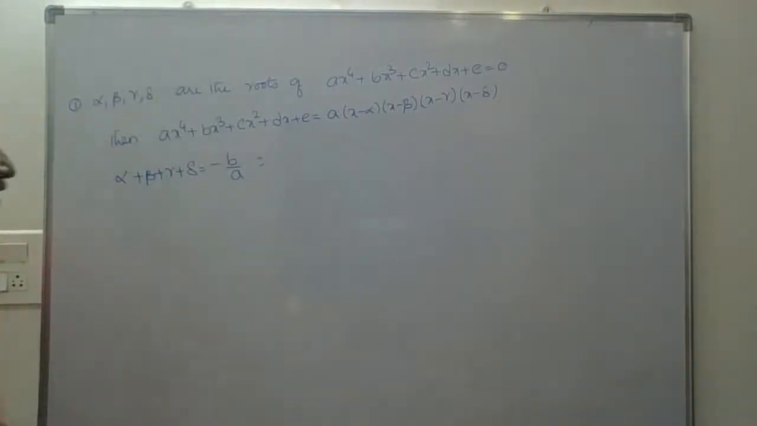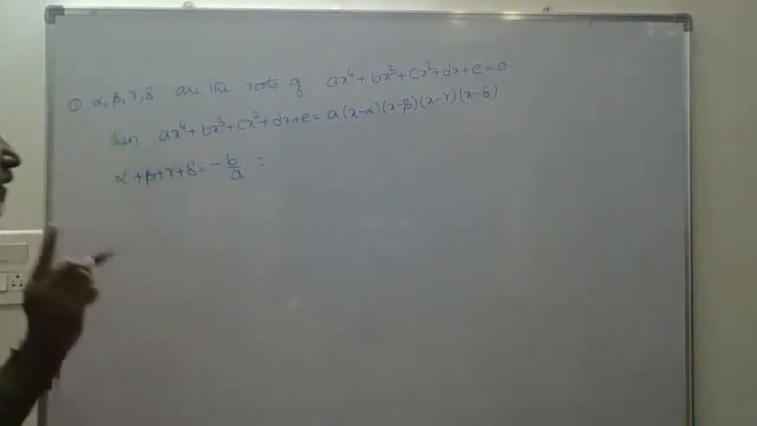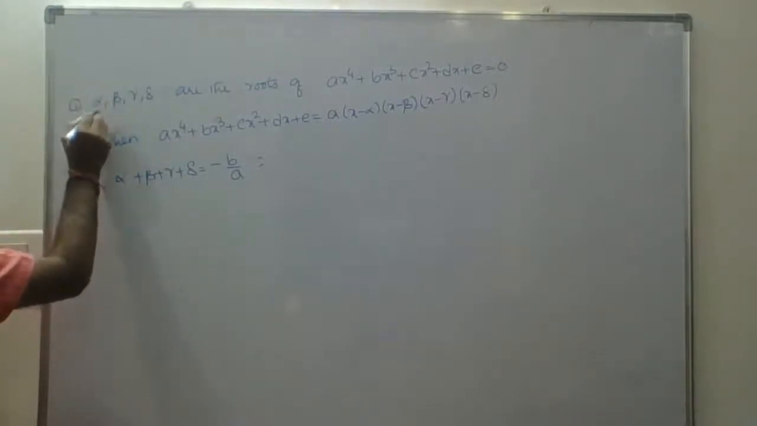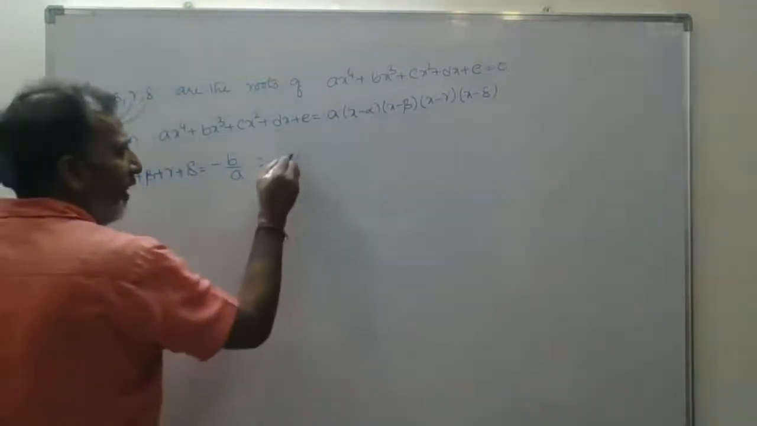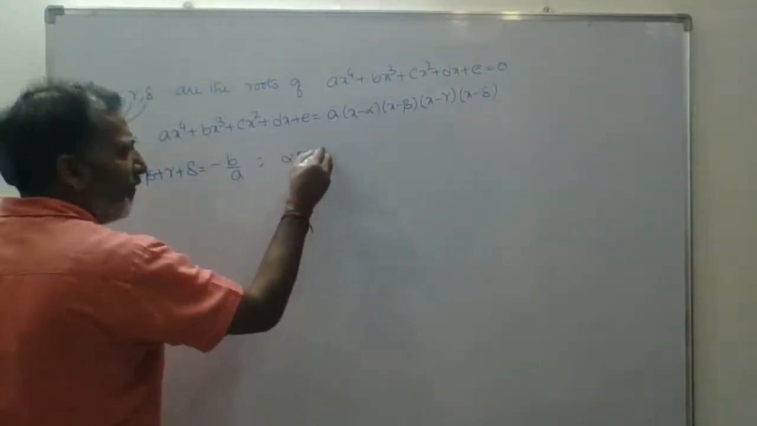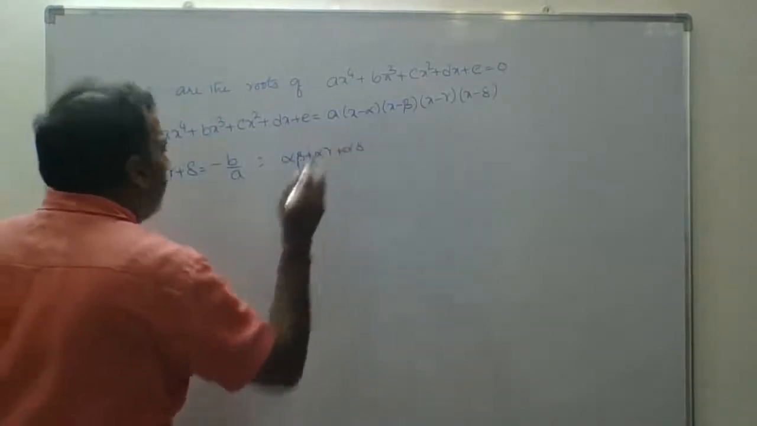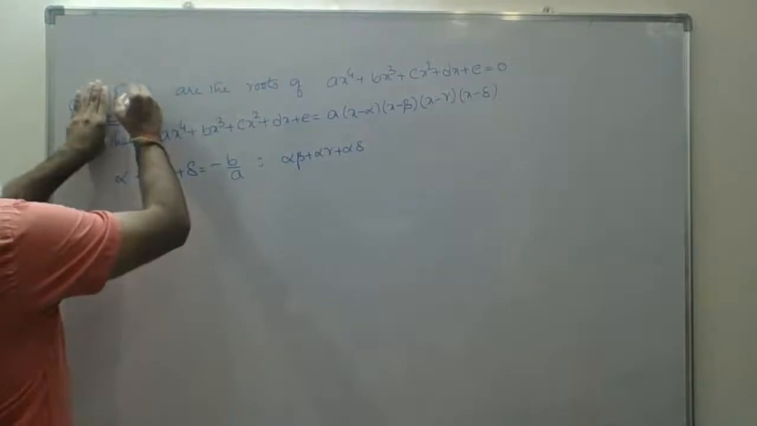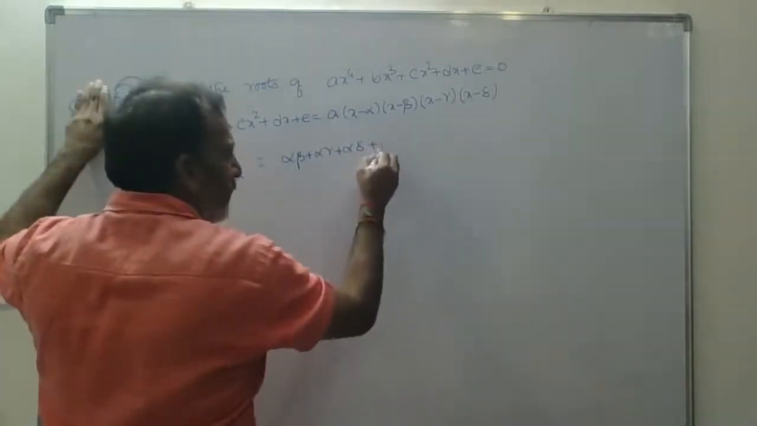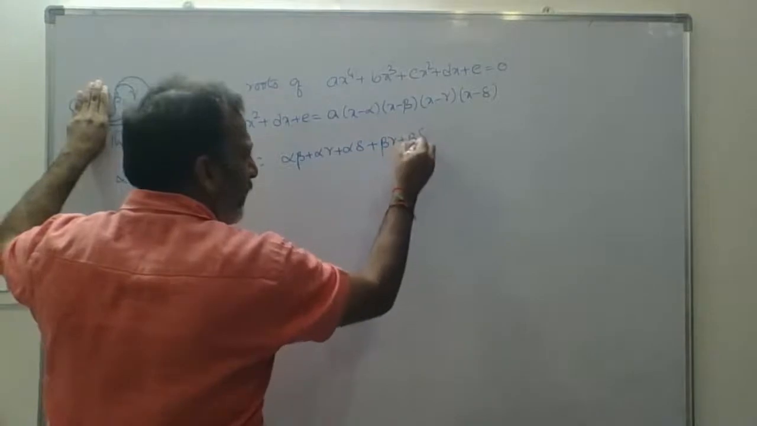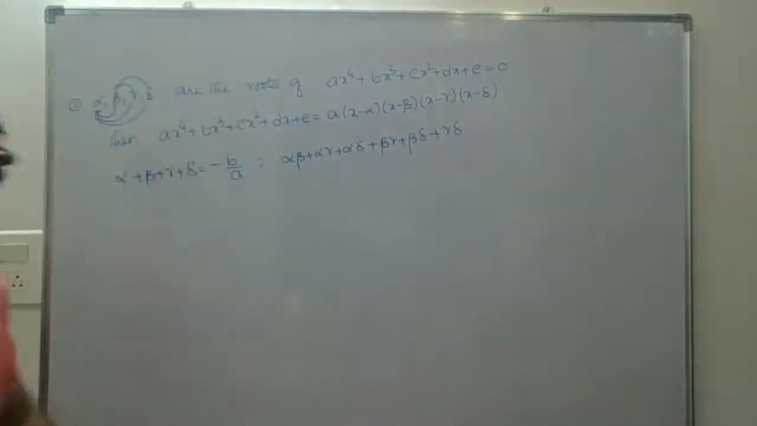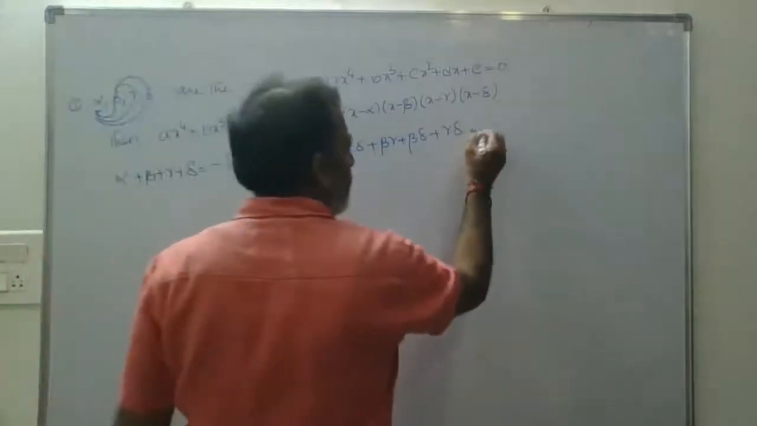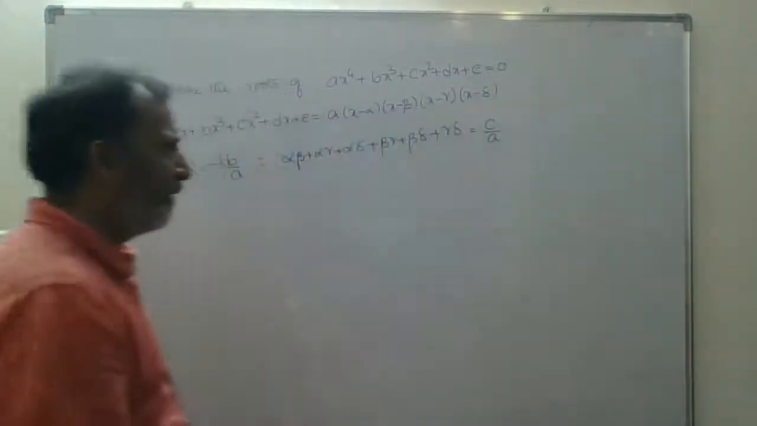What is the sum of the product of the roots taken two at a time? See, we have to go in a sequential order. First we start with alpha: alpha beta, alpha gamma, alpha delta, so alpha beta plus alpha gamma plus alpha delta. Now alpha is over. Now start with beta: beta gamma, beta delta, plus beta gamma plus beta delta. Now beta is over, plus gamma delta. What is this called? Sum of the product of the roots taken two at a time. That is equal to c by a.